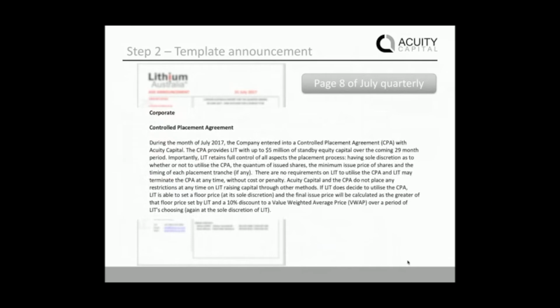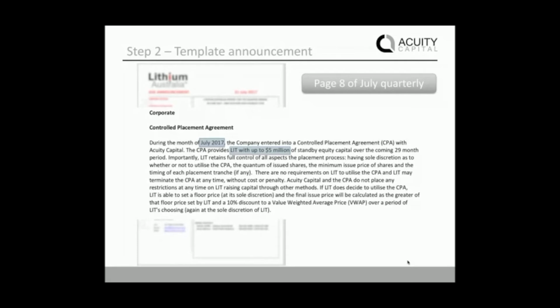I won't read through the whole thing, but the most important part is that really all we're going to change with an announcement for another company is that date, so the month of July, when you actually entered into the arrangement. The only other change is the company we're doing it for and the amount of standby equity capital that we're talking about. So if you've entered a $2 million deal, that's going to be for $2 million. Lithium actually did it for $5 million originally. They then increased it to 7.5 million, and now it's been increased again to 12.5 million. So that number we're very happy to move around on.